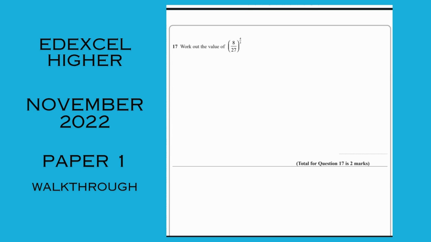Number 17, I like these people, I like them. So a 3 on the bottom means cube root, and you can do it to the top and the bottom separately. Power of 4 on top makes it bigger. You can also do them separately.